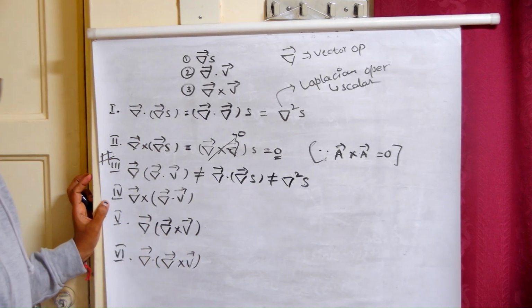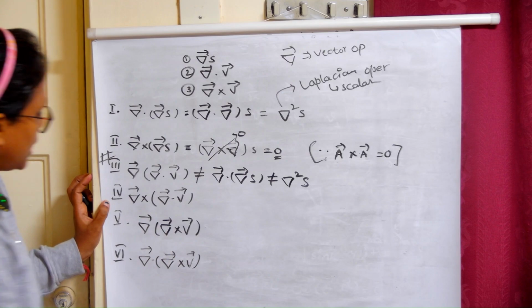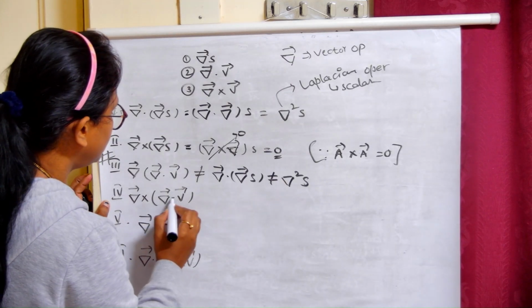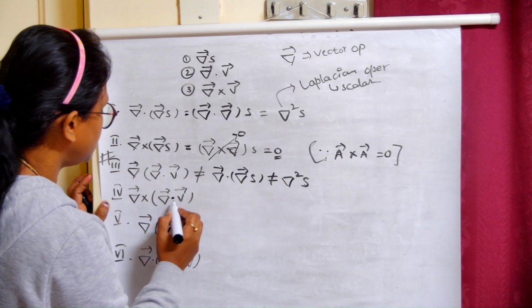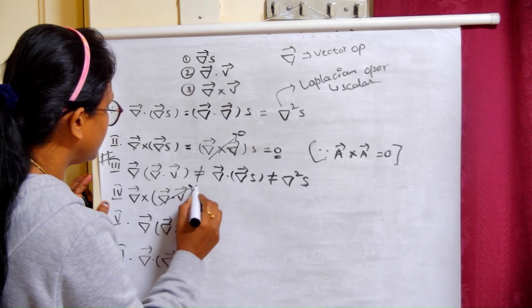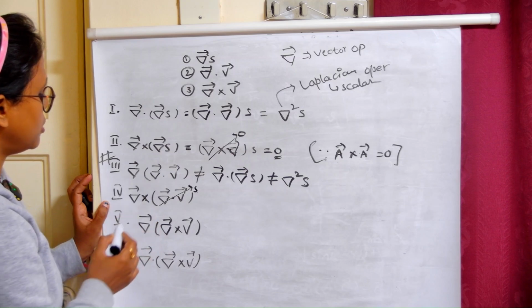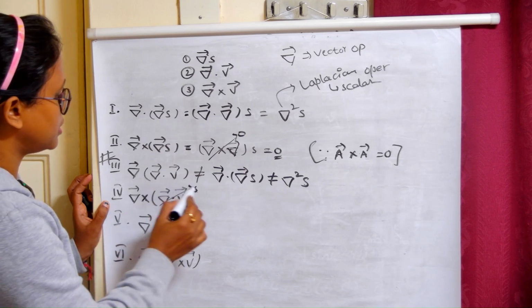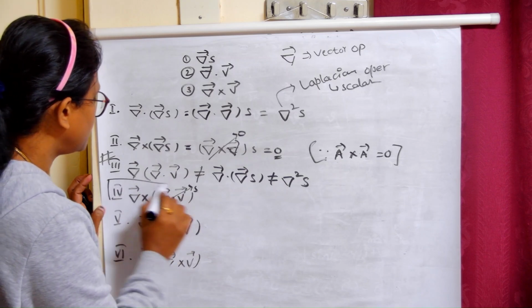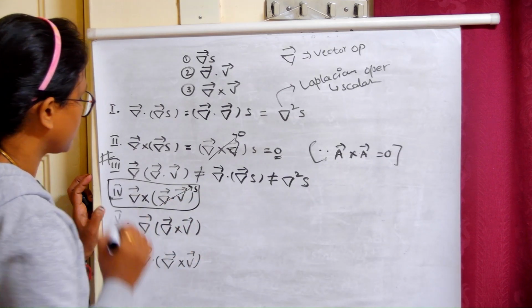And coming to the curl of divergence of a vector, here divergence of a vector is a scalar and we cannot cross product a vector with a scalar. So this combination is not at all possible.